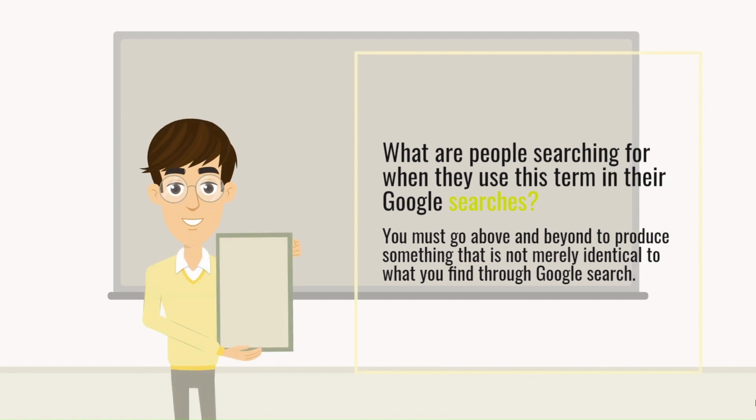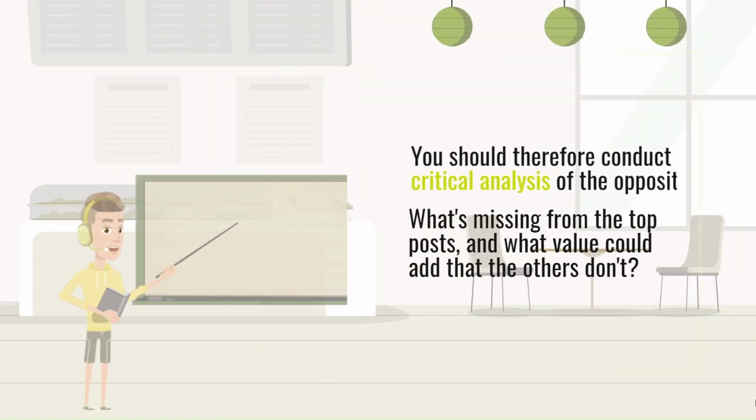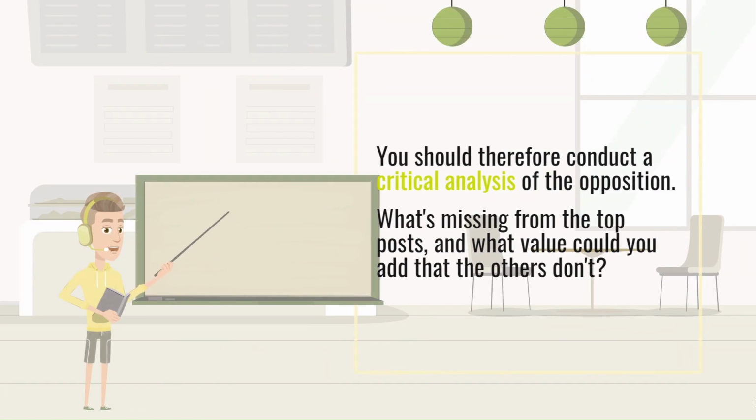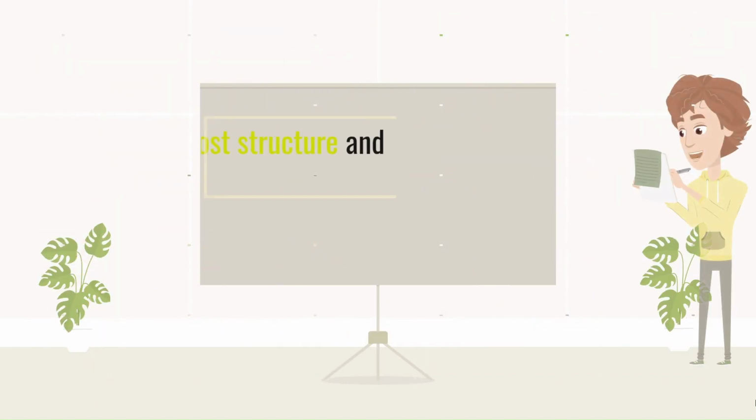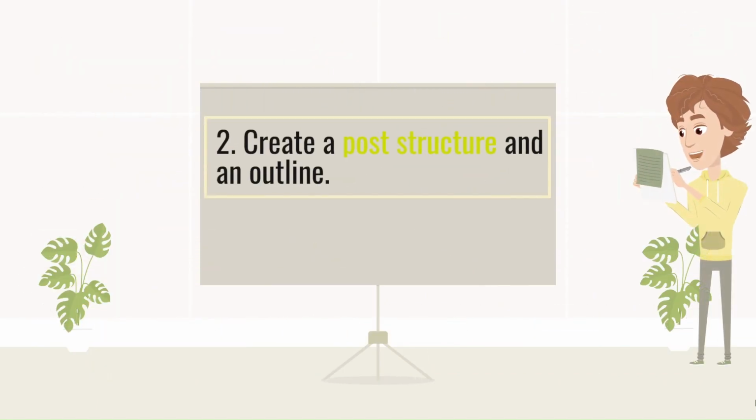You must go above and beyond to produce something that is not merely identical to what you find through Google search. You should therefore conduct a critical analysis of the opposition. What's missing from the top posts, and what value could you add that the others don't? 2. Create a post structure and an outline.